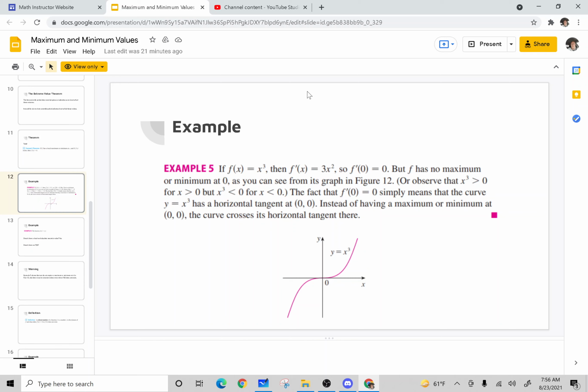But f has no maximum or minimum at 0, because if you look, it's going to be increasing on this side and decreasing on this side. So it won't be an actual maximum or minimum at those values. When f prime of 0 is equal to 0, it simply means that the curve y equals x to the third has a horizontal tangent at (0, 0) instead of a max or min. The curve crosses the horizontal tangent there, and so that's one thing that can happen.